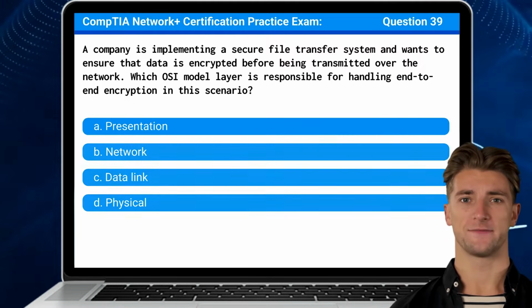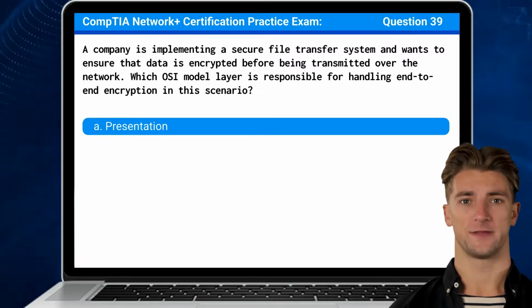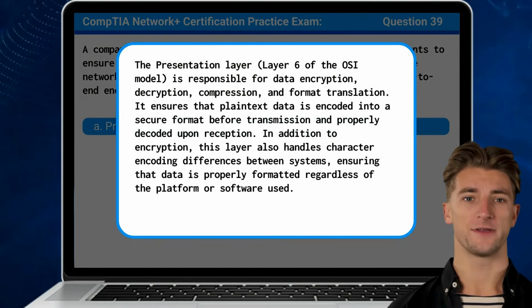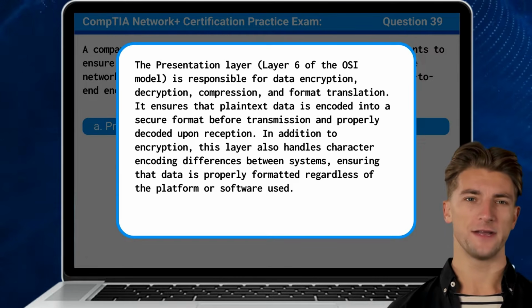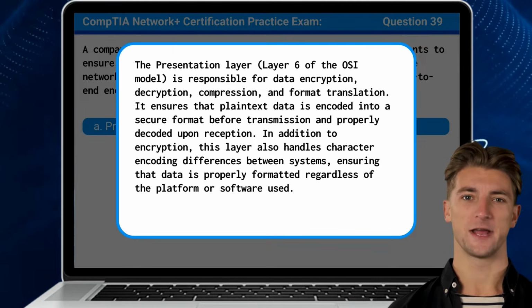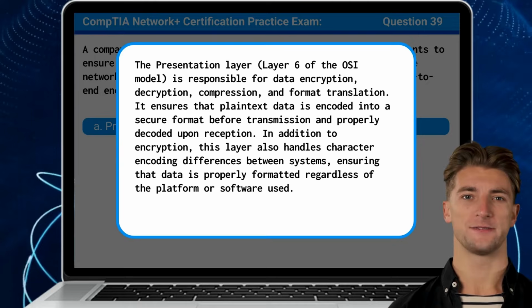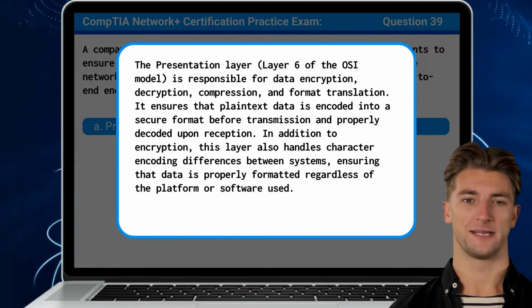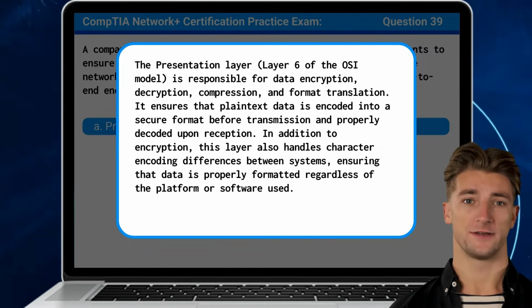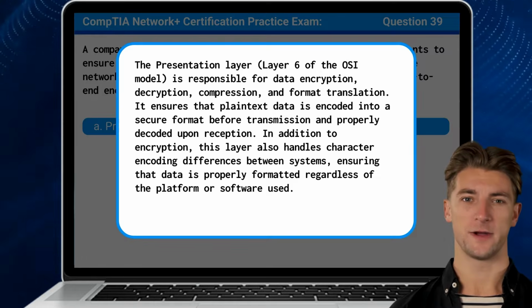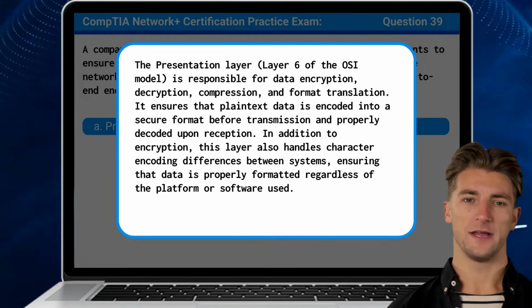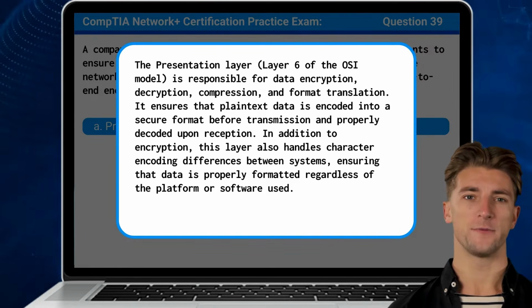The answer is A. Presentation. The presentation layer is responsible for data encryption, decryption, compression, and format translation. It ensures that plaintext data is encoded into a secure format before transmission and properly decoded upon reception. In addition to encryption, this layer also handles character encoding differences between systems, ensuring that data is properly formatted regardless of the platform or software used.